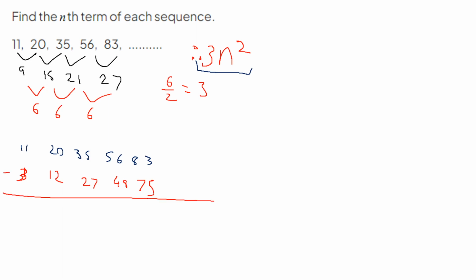So now let's subtract. 11 minus 3 is equal to 8. 20 minus 12 is equal to 8. 35 minus 27, also 8. 56 minus 48 is 8. 83 minus 75 is 8. So what we're left with is plus 8. So our final solution is going to be 3n squared plus 8.